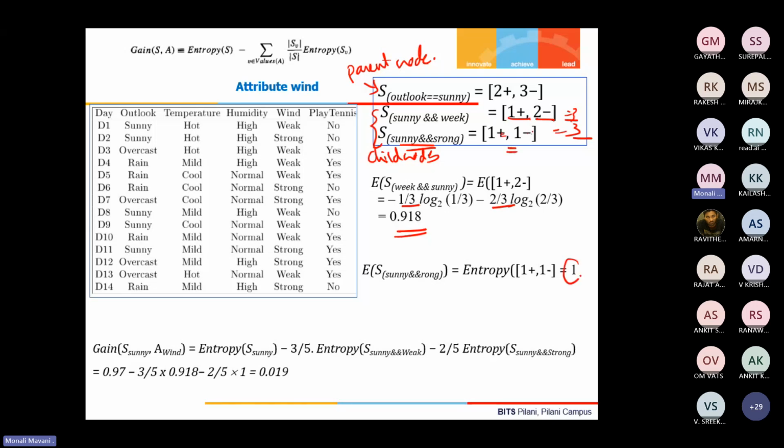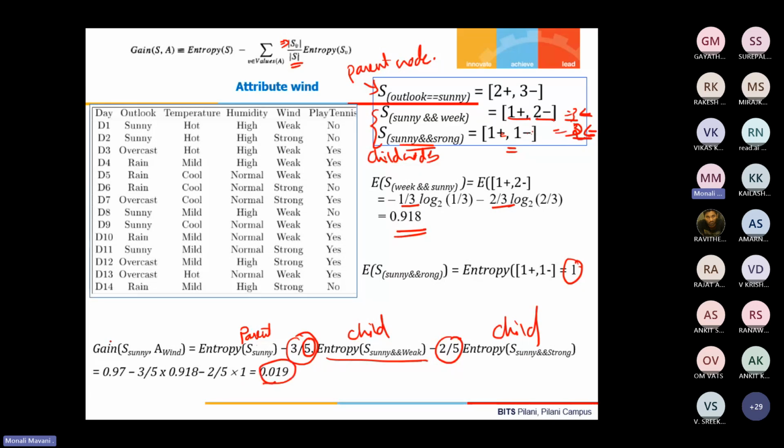So entropy is going to be 1. And then use the same formula. This is a parent. This is a child. This is another child. So parent entropy minus child entropy. We have got a total of 5 examples for the parent. Out of 5, 3 belong to sunny and weak, and 2 belong to sunny and strong. So it is 3 by 5 and 2 by 5. And the gain we are getting is 0.019.